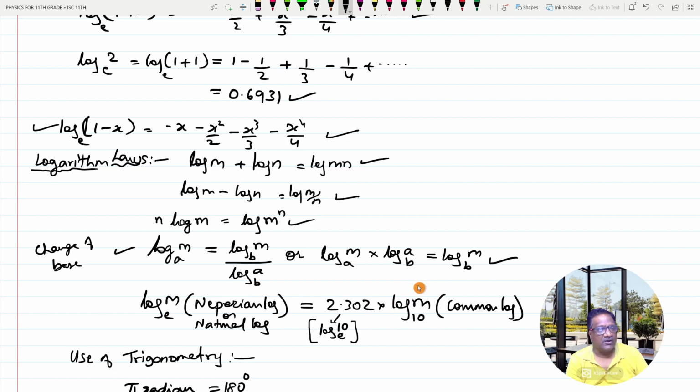Now, in logarithm, you know there are two types of logarithm. There's something called natural logarithm. There's something called common logarithm. Whenever you have log to the base e, this is known as natural logarithm.